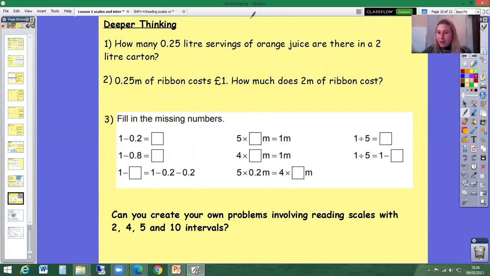I hope that's been a useful recap to you of decimals, and I hope this is going to be useful as we move forward when we're looking at measure for the rest of the week.